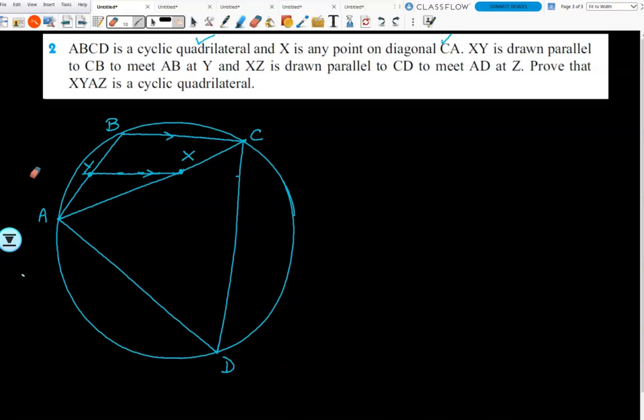How are we going? Not so bad? I mean, this started off, I saw your faces when I was reading it. It's like, what? Looked like a whole paragraph, okay? XY is drawn parallel to CB to meet AB at Y, and XZ is drawn parallel to CD to meet AD at Z. So we're going to go, it's parallel to here, parallel, parallel, Z.